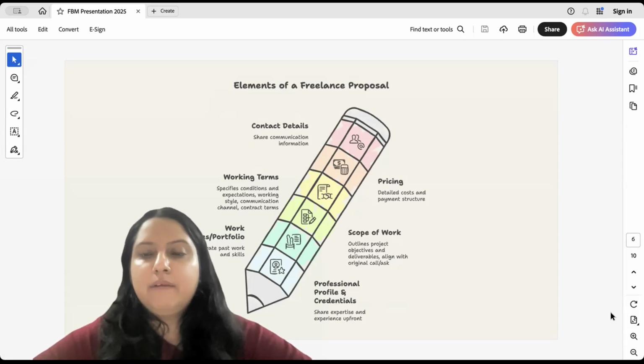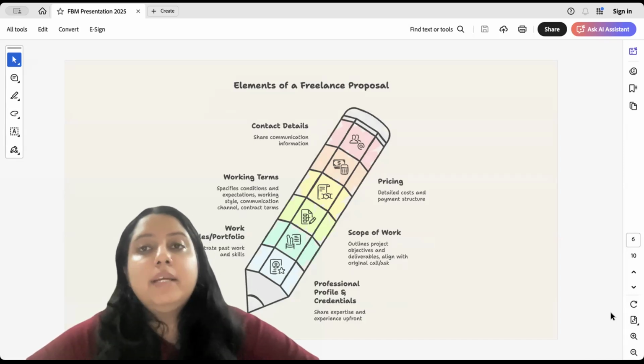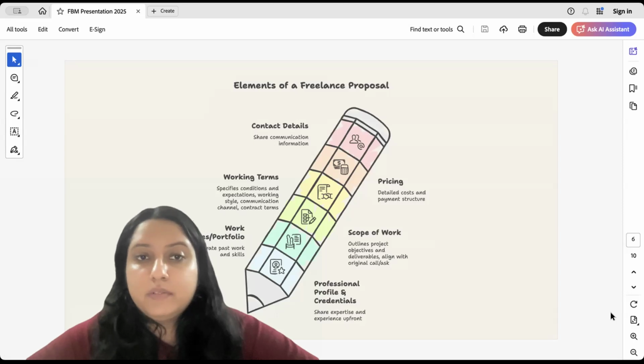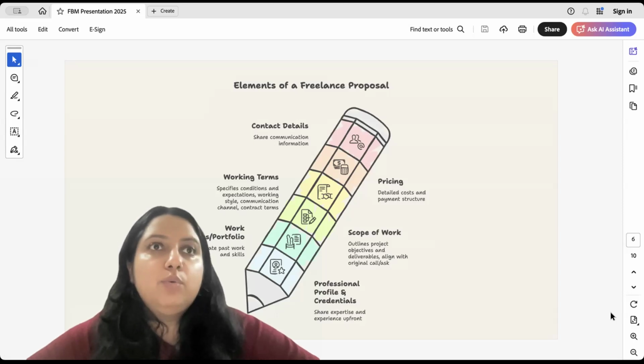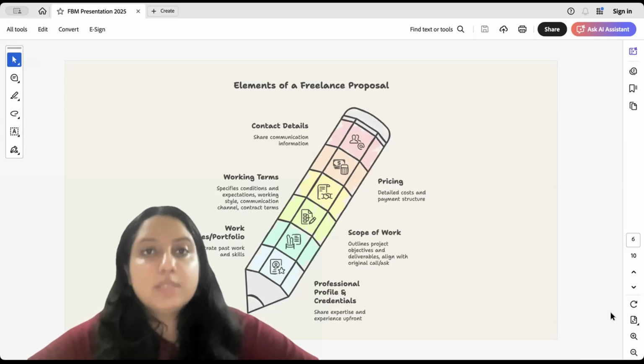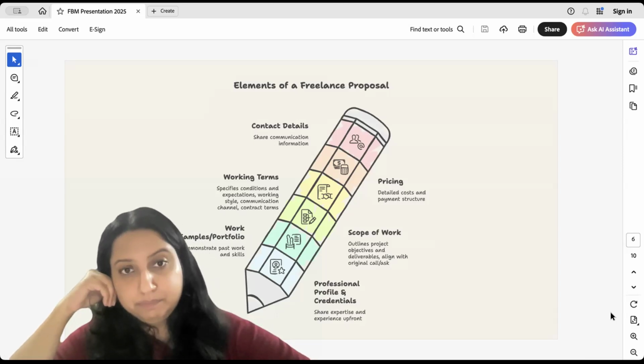It does not mean that you have to have a dedicated section for your working terms and conditions, but it helps to have at least a sentence. For instance, if you work particular working hours, if you work asynchronously mostly, if you sign contracts for no less than 3 months, those are important things that you need to talk about right here in the proposal.